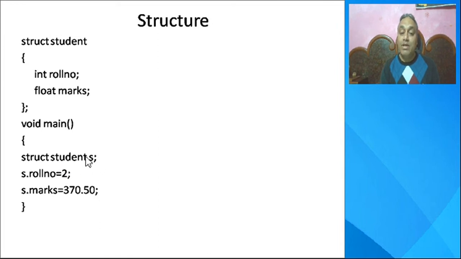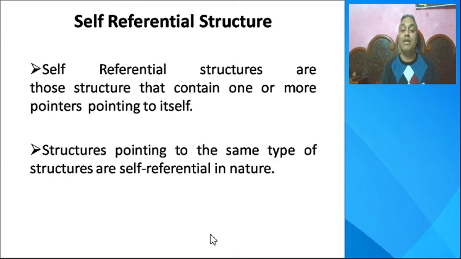Now this variable of the structure data type can access the members of the structure, roll number and marks, using the dot operator. It is clear from these two statements that we can assign the roll number and marks of the student using the s variable. This is all about the structure variable. Now coming to the main topic, self-referential structure.